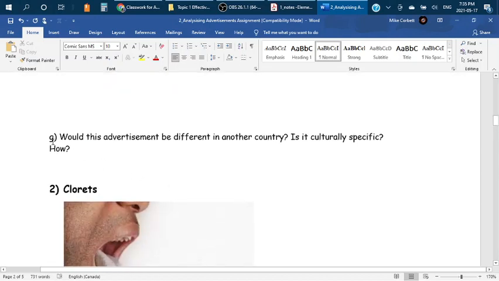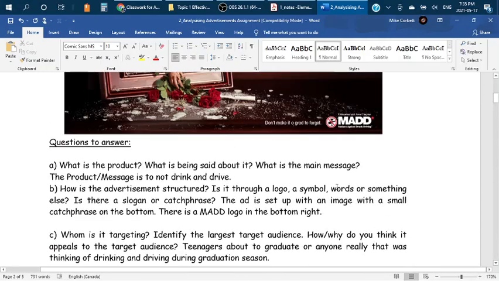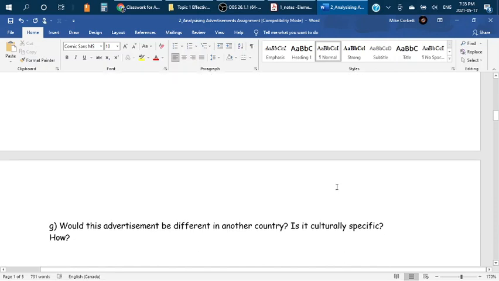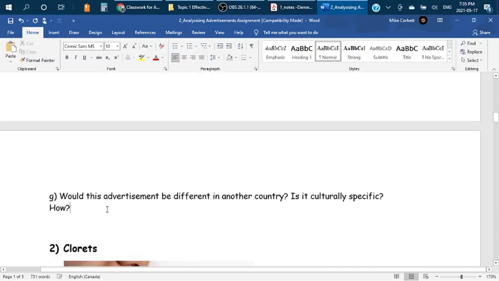So then, how would this advertisement be different in another country? Is it culturally specific, and how? And to be honest, we don't even have to think about it from another country. Think of how another culture within our own country, or even within our own small area, might react differently to this ad or any ad. But I personally think, unfortunately, drinking and driving is something that happens in a lot of places.